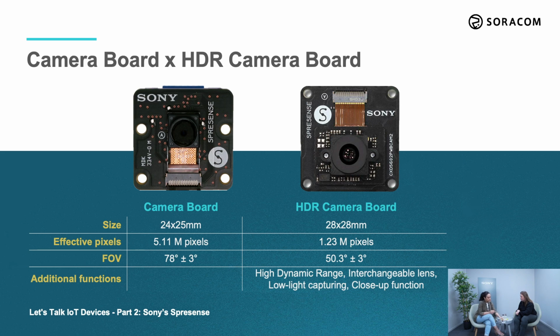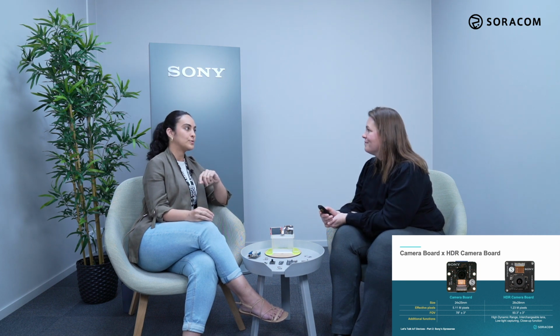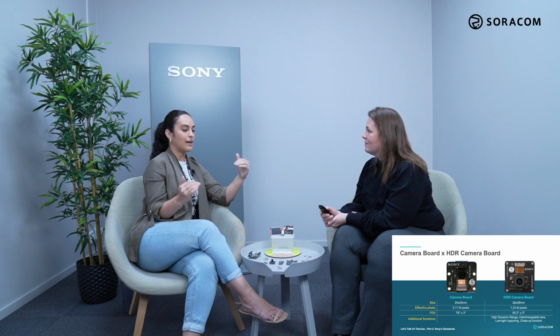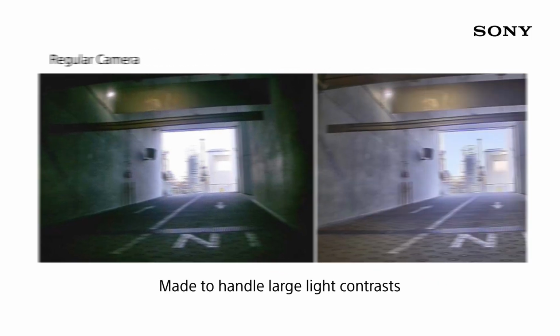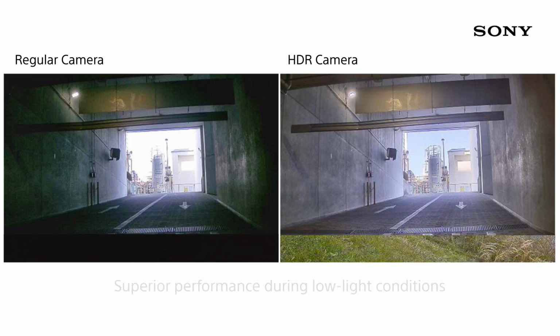When you look at pixel counts alone, the regular camera board has a higher resolution. Okay. So if your application is mainly focused on the resolution, then the camera board is the one for you. But the HDR camera board is really good in specific scenarios. So for example, in environments that have very low lighting conditions, the regular camera would present a very dark picture.